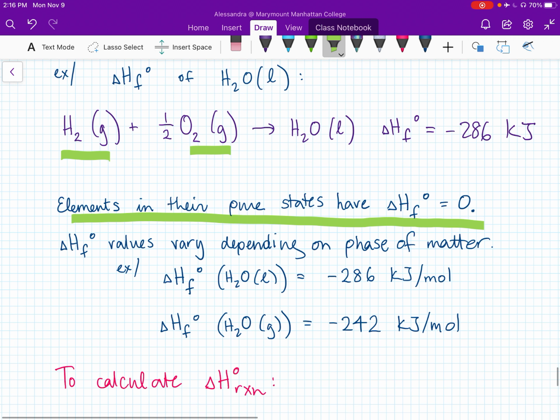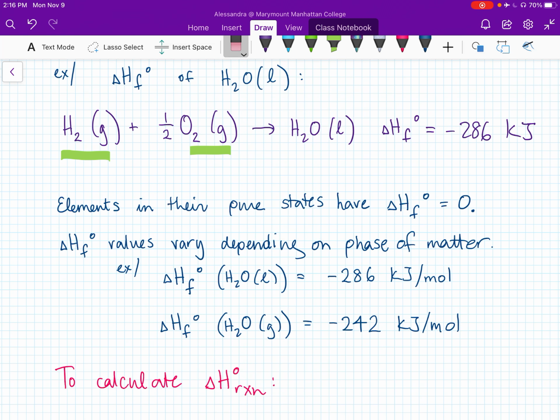Another really important point is that the heats of formation vary depending on the phase of matter. So you really need to pay attention to whether the compound is a solid, liquid, gas, or an aqueous species. Let me give you an example. Liquid water is going to have a standard heat of formation of minus 286 kilojoules per mole, versus water vapor, which has a standard heat of formation of minus 242 kilojoules per mole. So there's a pretty substantial difference in their standard enthalpies of formation just from the phase of matter.